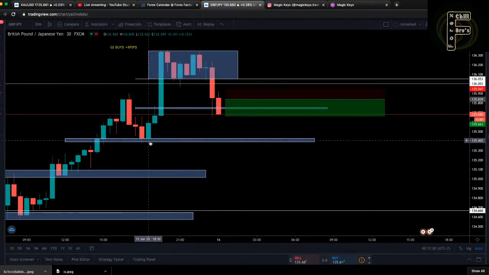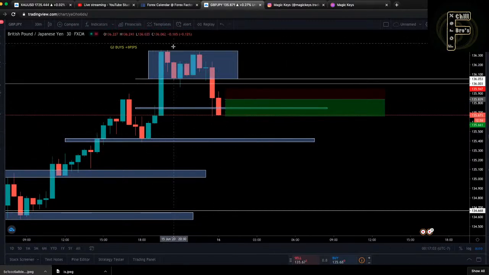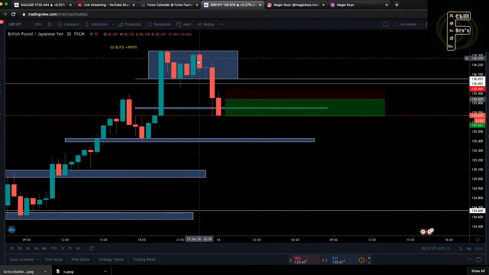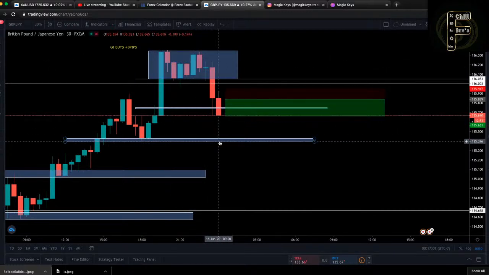This was the major support formed on the Asian session. Then price made a high. Now there are high chances price has to go retest the support. If you play with it, because I trade support and resistance, that's what I do.